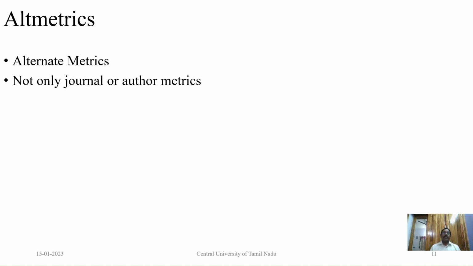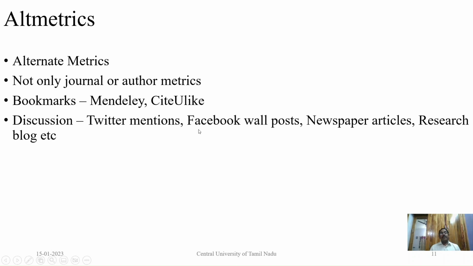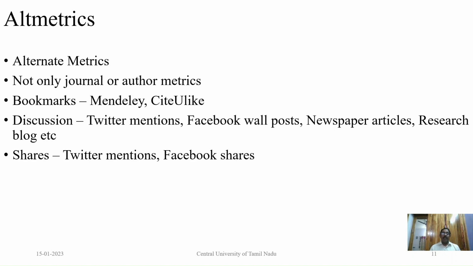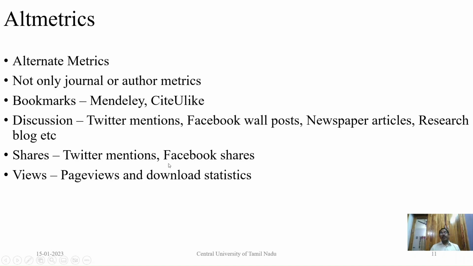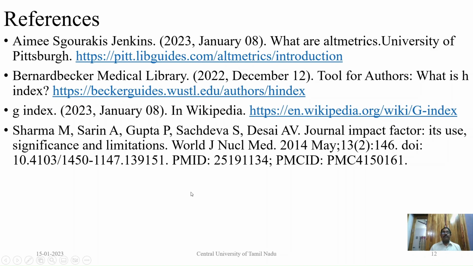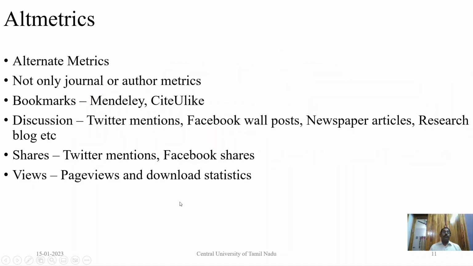Those are mainly bookmarks, such as in CiteULike. The number of bookmarks for a particular author can be taken into account. Discussion in Twitter mentions, Facebook, newspapers, research blogs, etc. Those things can be taken. Shares in Twitter mentions and Facebook mentions are also concerned. Views, page views, and download statistics can be considered. Even YouTube, all those things can be considered.